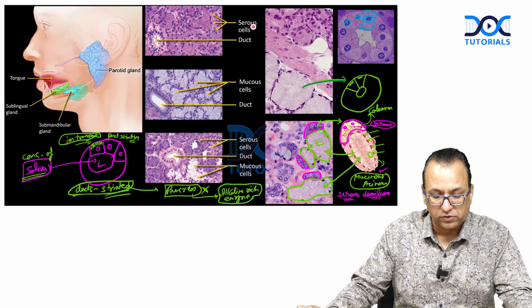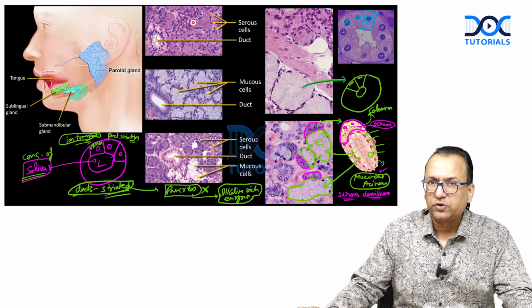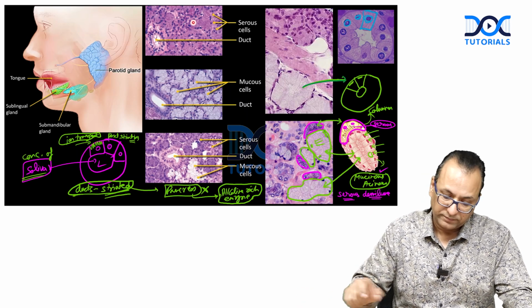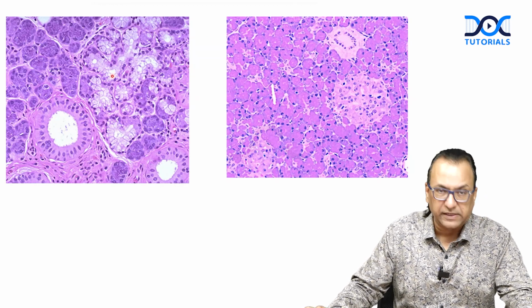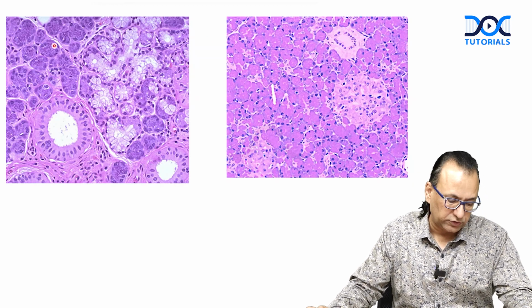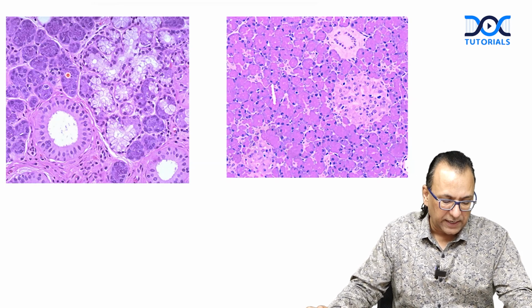Because in pancreas also you have serous acini like this only. You have ducts like this only. So let me show both the slides side by side because that came as a question. In fact, this is not parotid salivary gland. This is submandibular salivary gland because you see serous acini and the mucinous acini also.